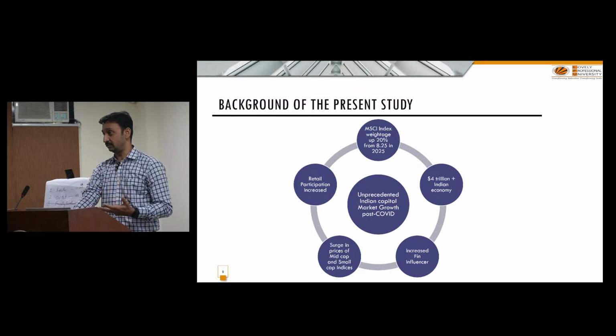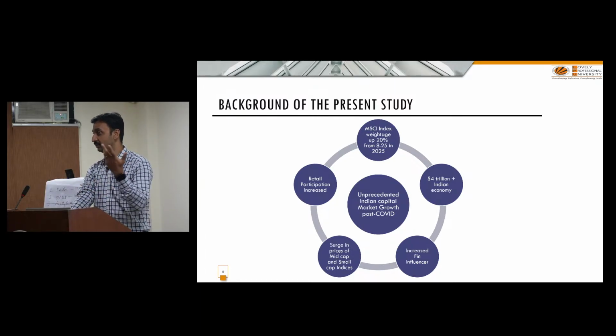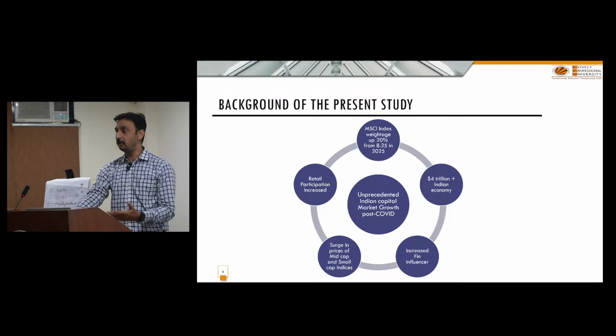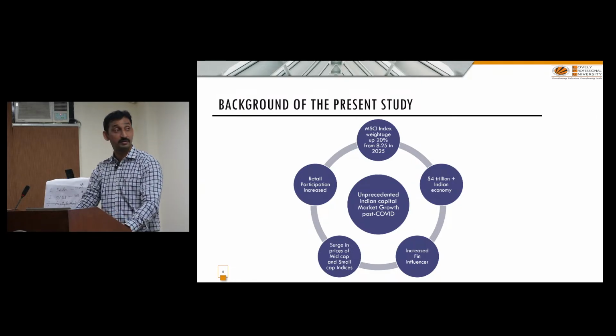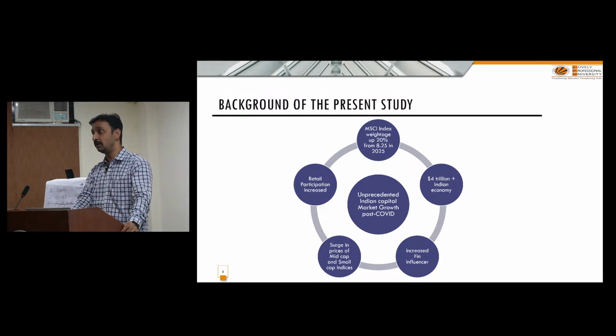The number of fin influencers has also significantly increased post-COVID. And as we all know, India is a $4 trillion plus economy. So these are the triggering factors. You can see the MSCI index weightage: in 2008 we were just 8.25% of the MSCI weightage, and now we are around 20%, which is a significant amount in the global aspect.